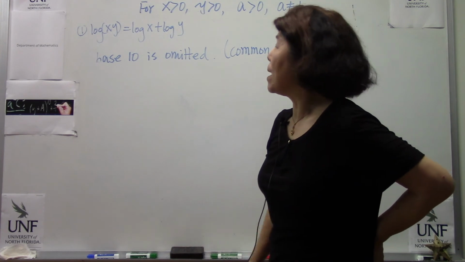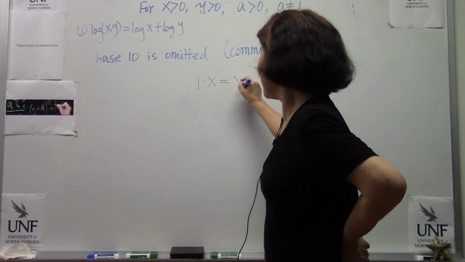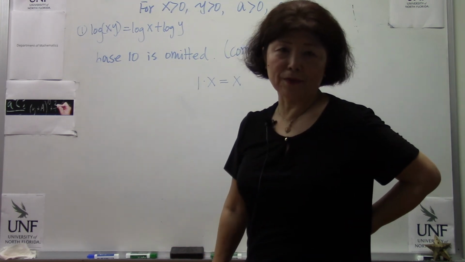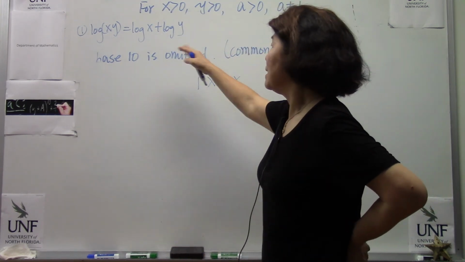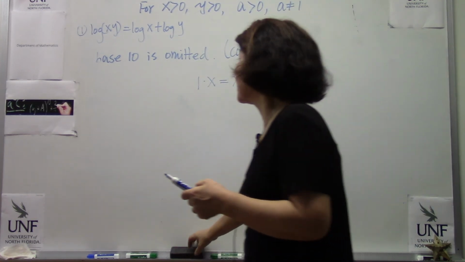When it comes to 1 times x, we do not write 1, just x. This is kind of the same concept. 10 is kind of a default, so we omit that.